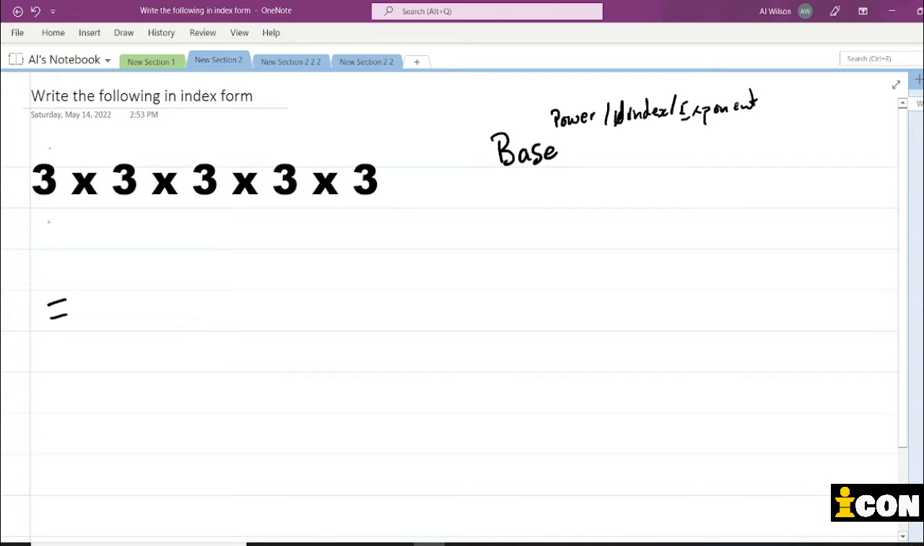So let's look at our first question here. We have 3 times 3 times 3 times 3 times 3. Now in a case like this, it's easy to identify our base because our base is the number that we're looking at alone. In this case, it's just 3. Now, how many times do we have 3? We have 3, 1, 2, 3, 4, 5. So the power is 5. Now, this is generally what most of you are comfortable with.